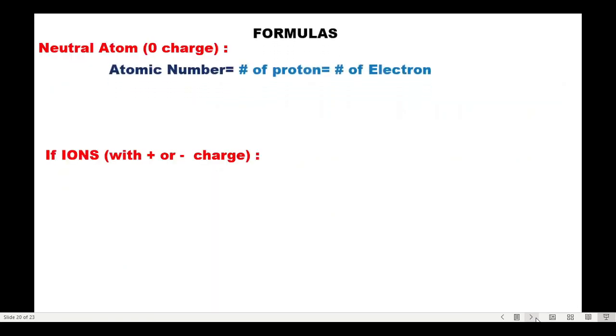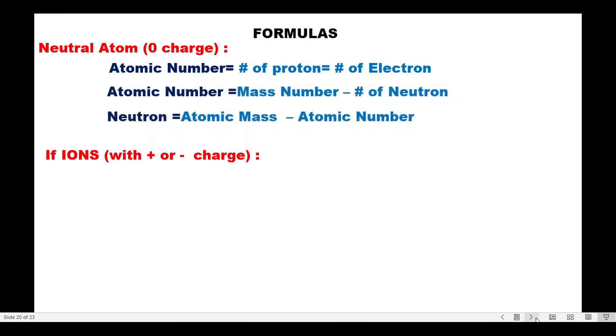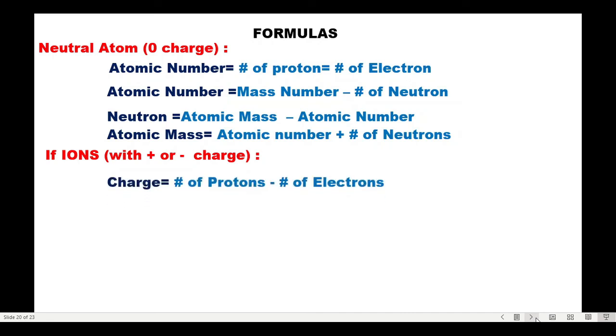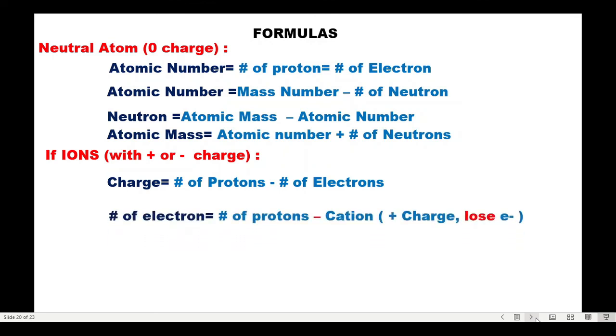So, these are the formulas. You just follow them. We already taught them earlier, but I'll just flash them again. When the atom is neutral, these are the formulas. And if it is a cation or anion, these are the ones you will use. If you are looking for the charge, just subtract the electron from the proton. And to find the electron, if you see a cation, meaning the charge is positive, you subtract from the proton, because it is losing electrons.